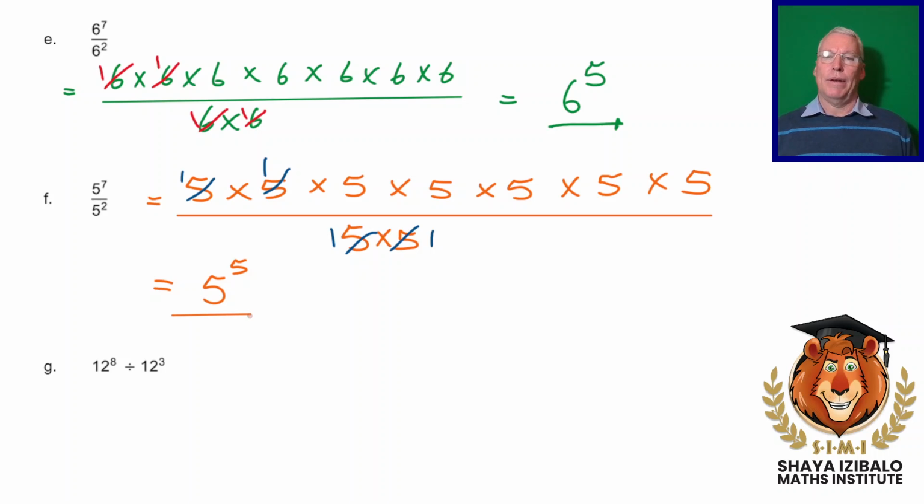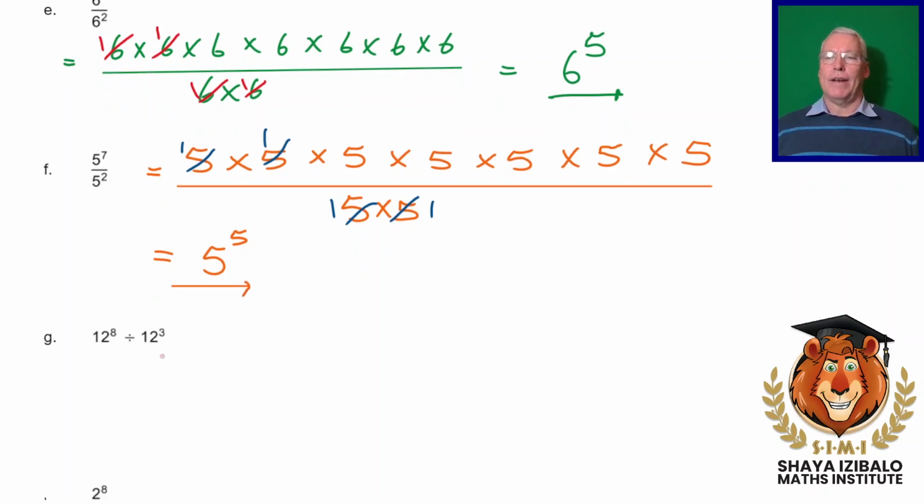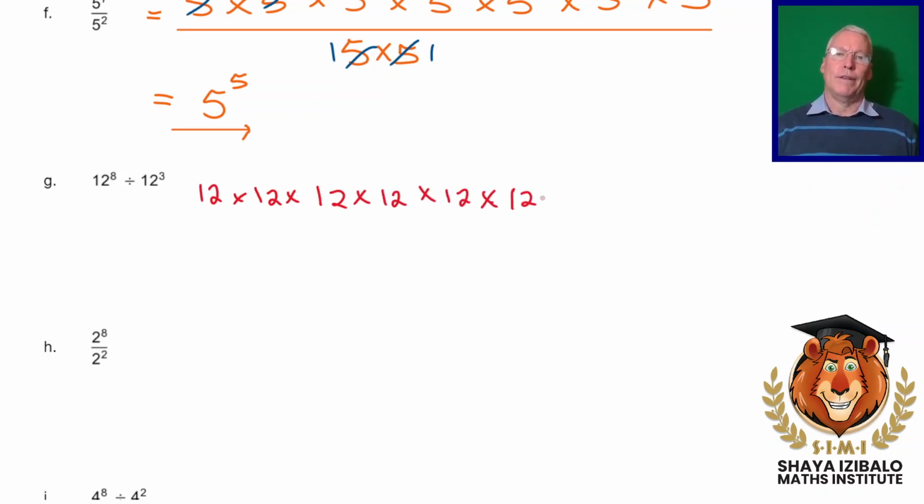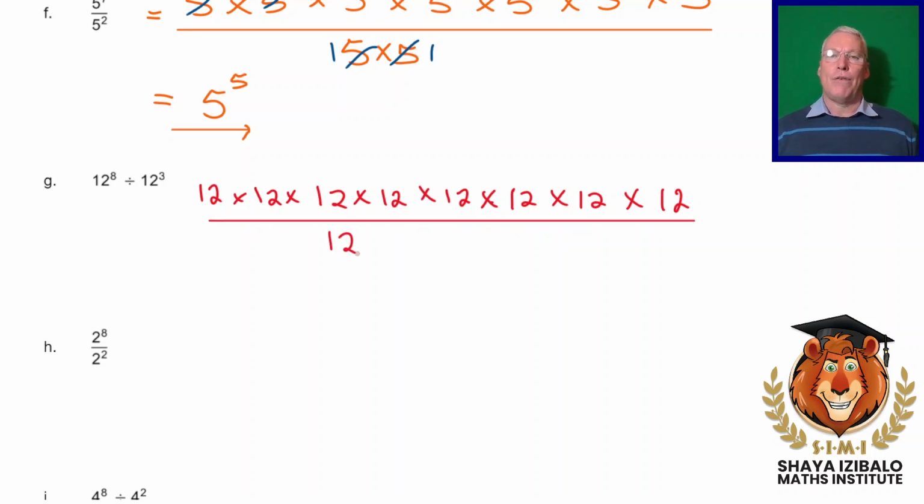Okay, the next one. 12 to the 8 divided by 12 cubed. Okay, so what have we got now? We've got 12 times 12 times 12 times 12 times 12. That's 4, 5, 6, 7, 8. I hope I've got 8. Let's count them. 1, 2, 3, 4, 5, 6, 7, 8. Yeah, there they are. Okay, and on the bottom we've got 3.